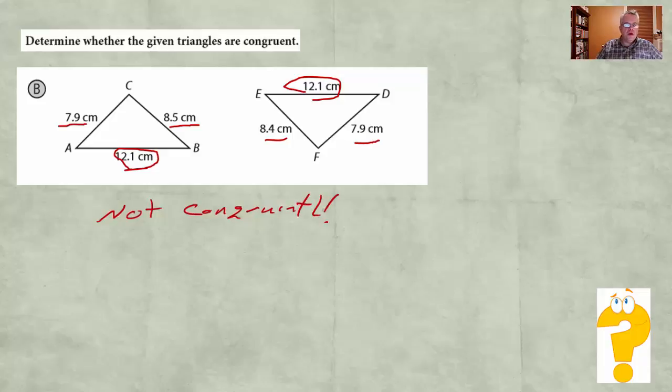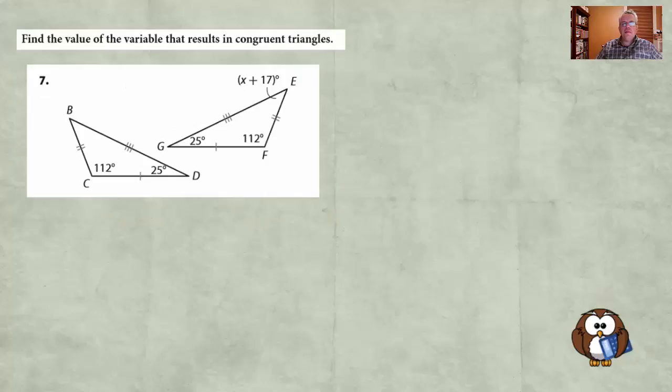Okay, what else do we have? Well, here's another type of problem. It says find the value of the variable that results in congruent triangles. Okay, well, that means we have to figure out what this angle should be so it matches the angle over here. So you see that this 25 matches that 25. That 112 matches this 112.